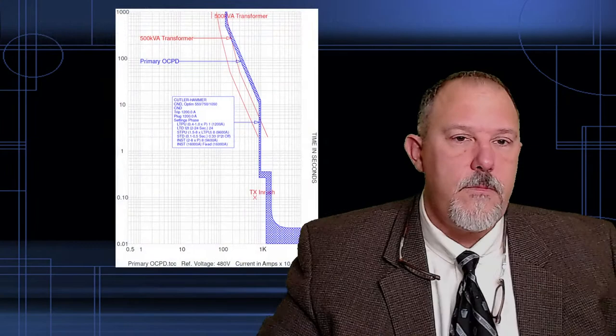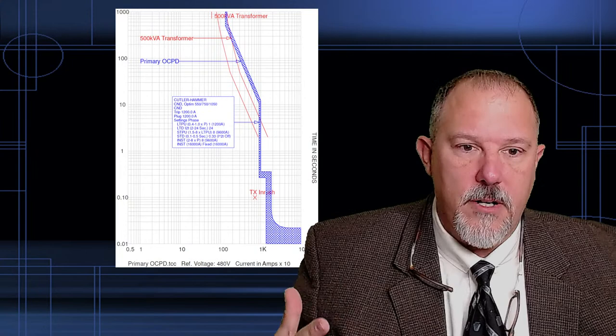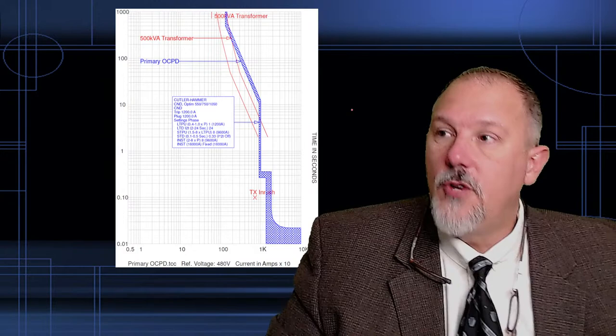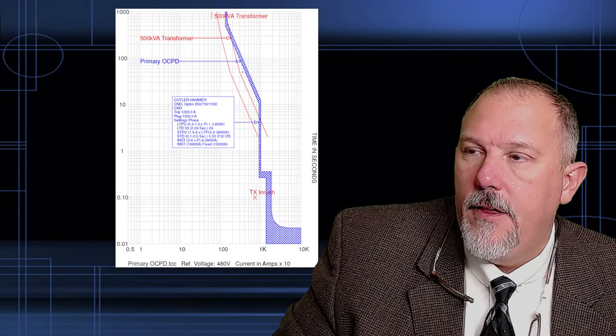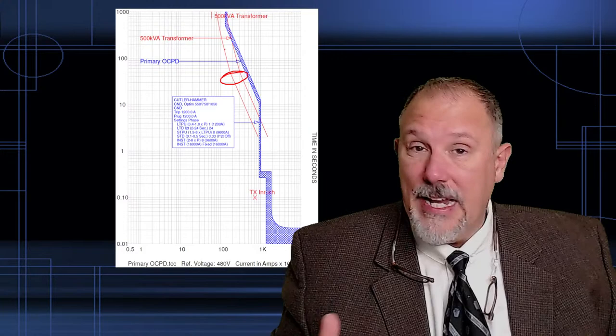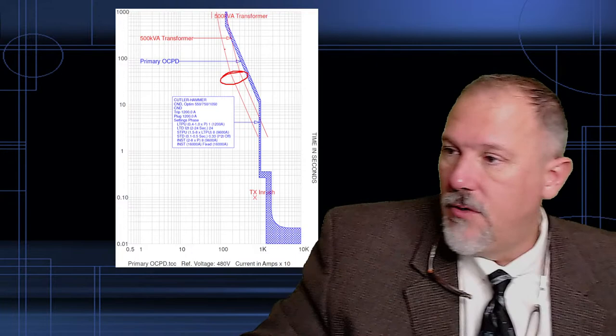All right, here's another really cool part of this picture here. What I'm showing you is these two red lines right here. That's what I want you to focus in on. Those are called the transformer damage curves. Now, just like anything, conductors have a damage curve. If I drew a conductor damage curve, it would look something like this. Straight line on a diagonal.